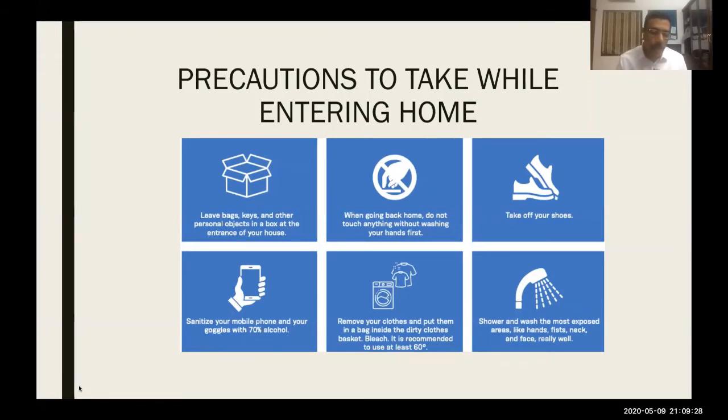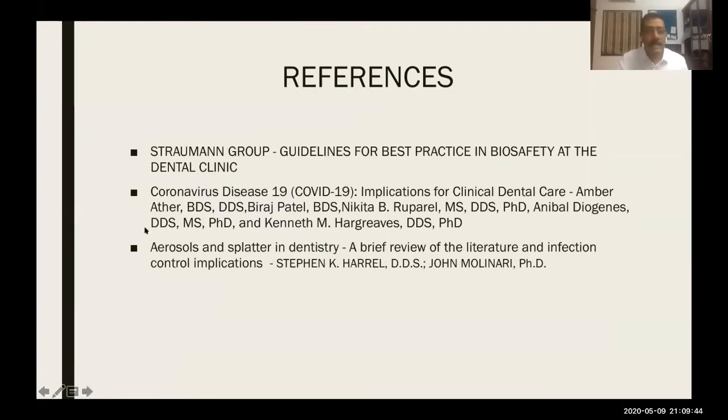So my procedure, what I have in my mind, is really simple. I don't want to overdo anything, and I think we should be able to practice very safely and comfortably if we do this. And these are the few references I have taken, and I am now ready for questions, and we can discuss further.